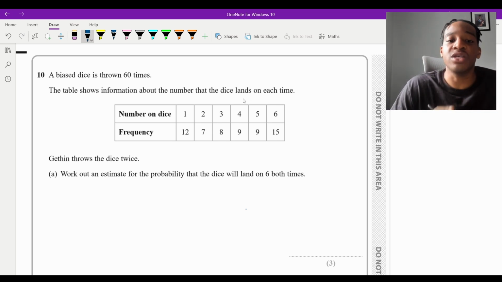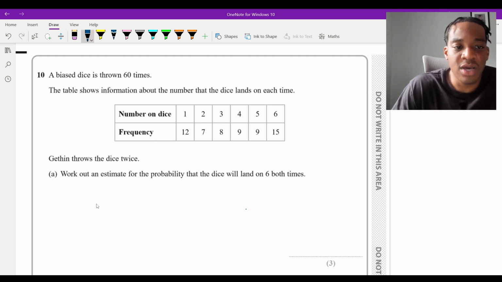Okay, so firstly, what we need to do is work out the probability that it lands on 6 once, right? And that's not too bad. So we're going to say probability of lands on 6.